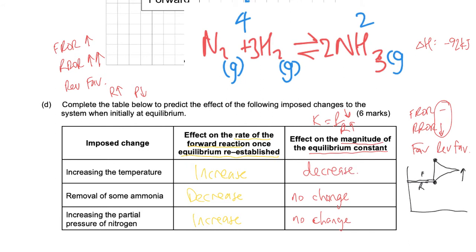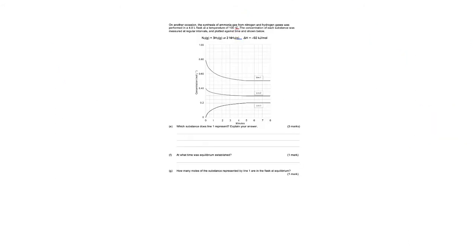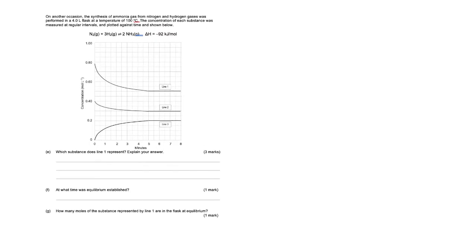If the reactants go up and the products go down, the K value will decrease. Okay, next. All right, this one here. On another occasion, the synthesis of ammonia gas from nitrogen and hydrogen gas was performed in a 4-liter flask, at 100 degrees. Which substance does line 1 represent?